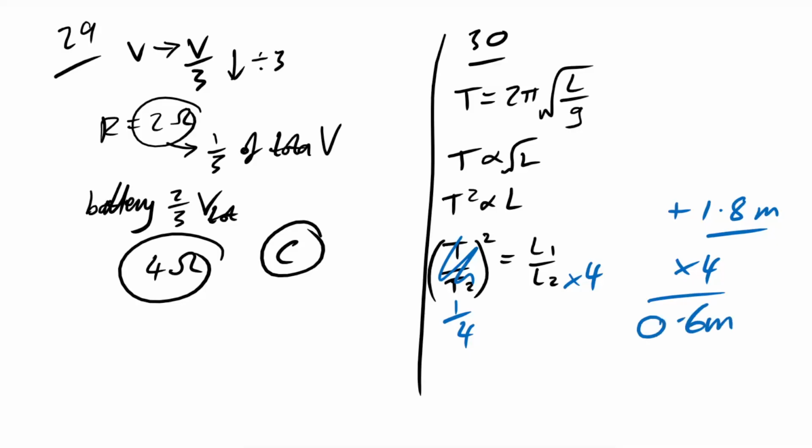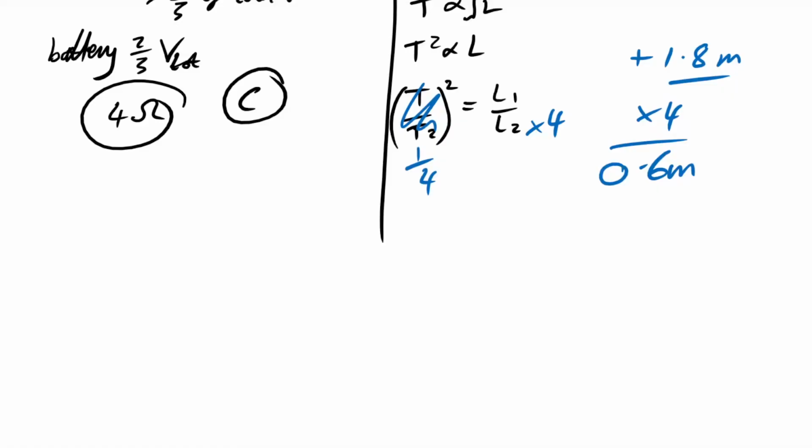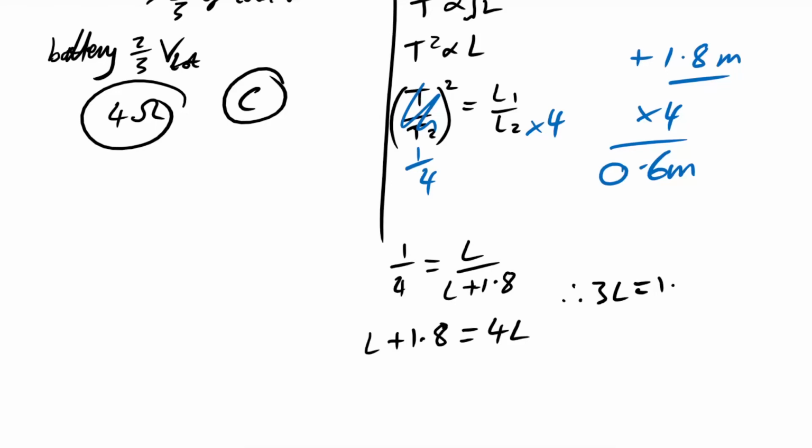If you want to prove that though, you can do it the long way around. You can say that 1/4 is equal to L over L plus 1.8. L plus 1.8 equals 4L. So therefore 3L equals 1.8. Therefore L is 0.6 meters.